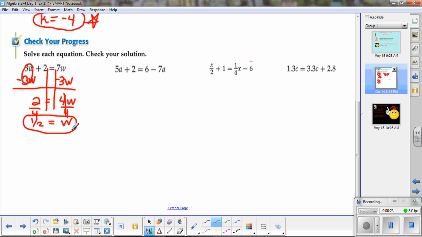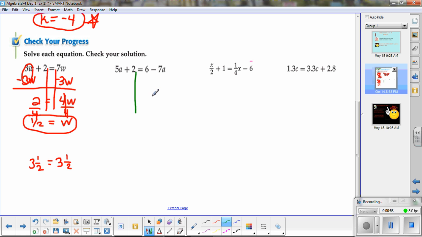Now, if you wanted to check this, you'd have to plug 1/2 into both sides. 3 times 1/2 is 1 1/2. 1 1/2 plus 2 is 3 1/2. Over here, 7 times 1/2, or 1/2 of 7, is 3 1/2. It checks out. You may want to pause the video and try the next one on your own.